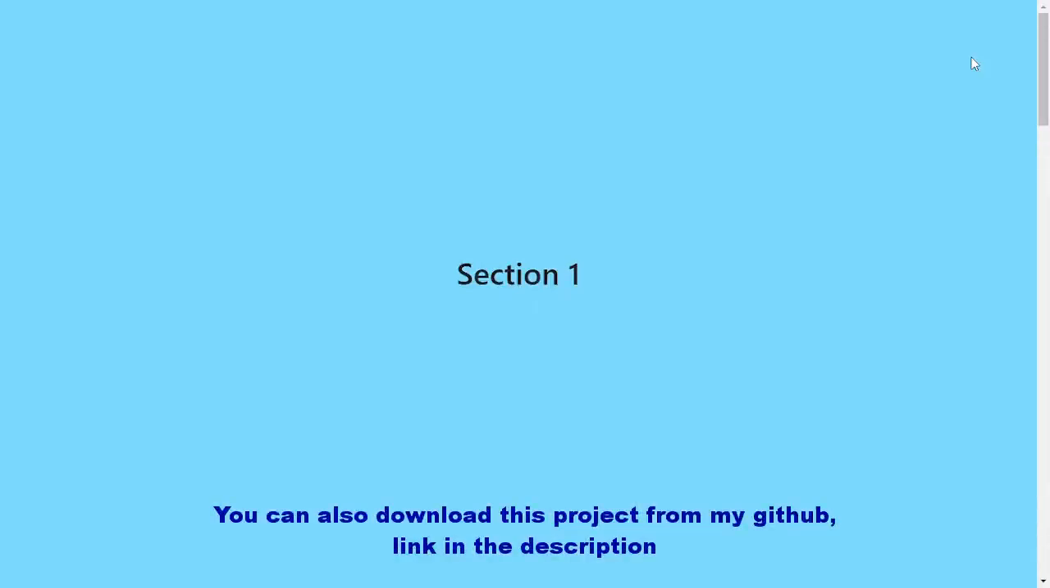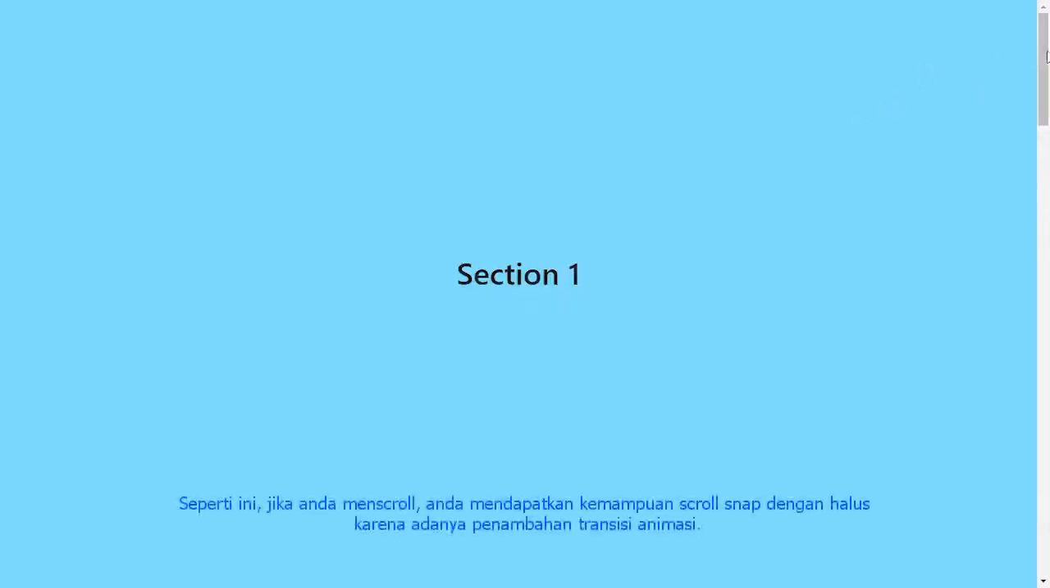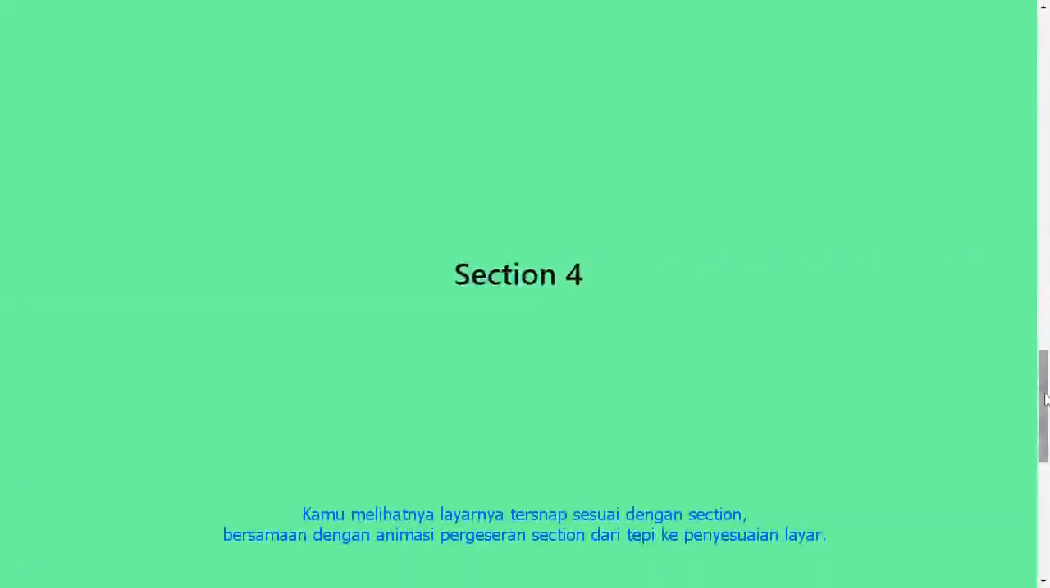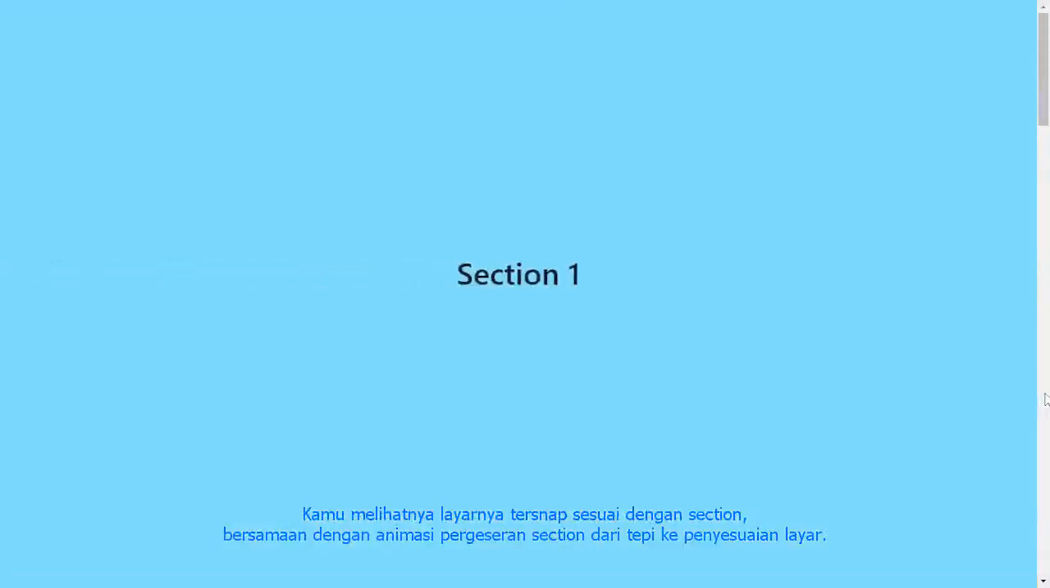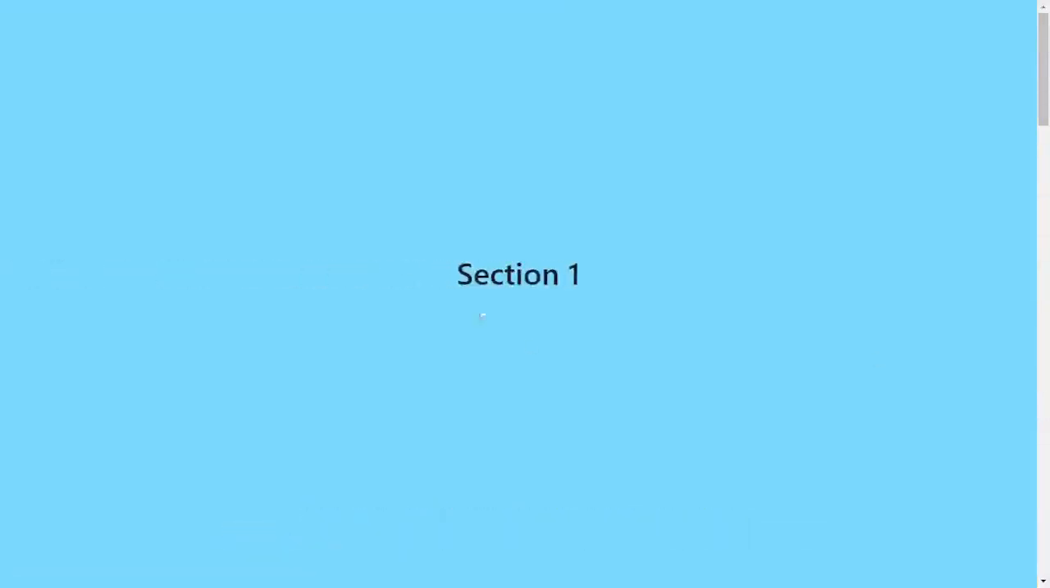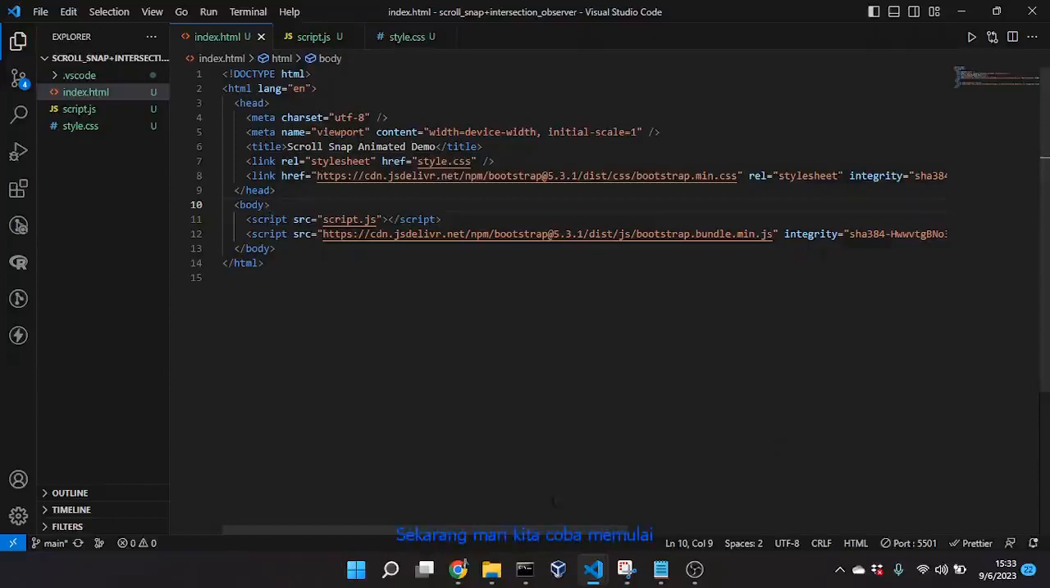This time I will share a trick on how to apply scroll snap along with the intersection observer simultaneously using CSS and JavaScript. The combination of both is truly remarkable. Like what you can see in here, when you scroll, you'll experience smooth scroll snap functionality due to the addition of animation transition. You'll see the screen smoothly snapping to each section, accompanied by a section shift animation from the edge to the adjusted viewport. Now let's get started.